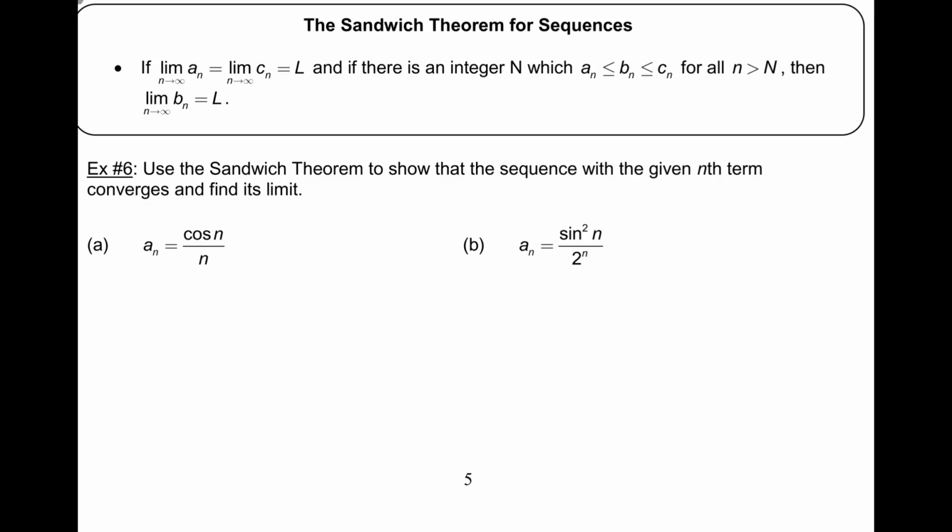The sandwich theorem for sequences. What is it? If the limit of my first sequence, the last term of one sequence, is equal to L, that number, and the last term of another sequence is equal to the same L.